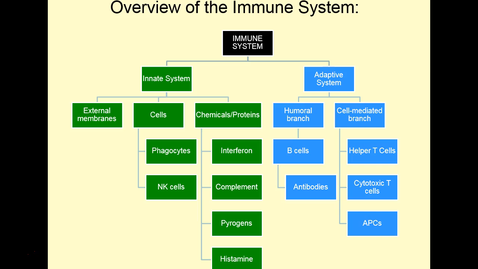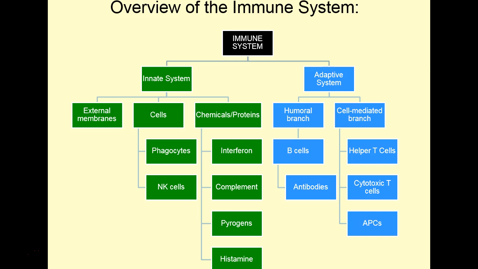The innate system also consists of several different types of chemicals and proteins that can be activated or produced by the body in response to microbial invasion. These include a chemical called interferon, which is produced specifically in response to viral infection, and a whole bunch of proteins found in the blood that collectively make up what is known as the complement system, which becomes active specifically in response to bacterial infection.